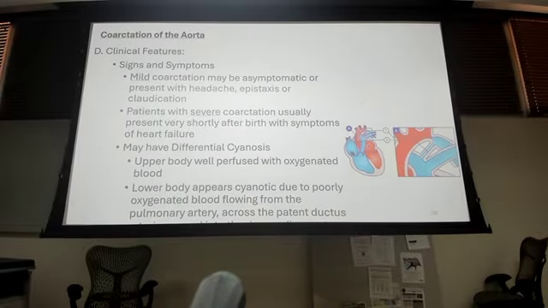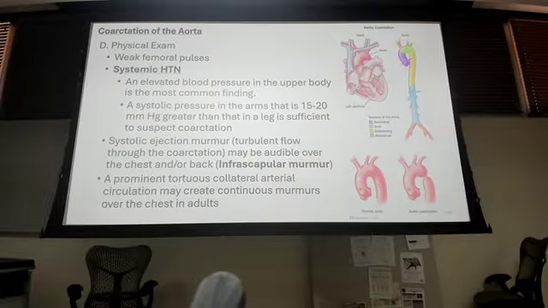But mild coarctation may be completely asymptomatic. They may have things like headaches or bloody noses, so very non-specific kinds of symptoms. You may have differential cyanosis, where the upper extremities are well oxygenated and perfused, but the lower body is cyanotic because you're just not getting adequate blood flow down there.